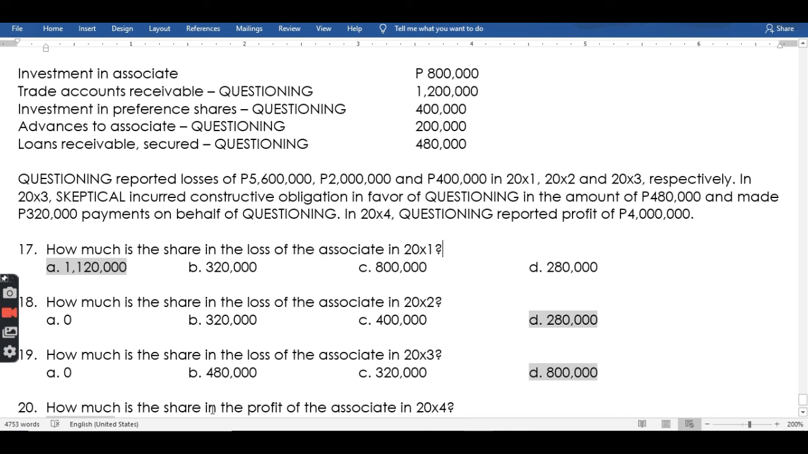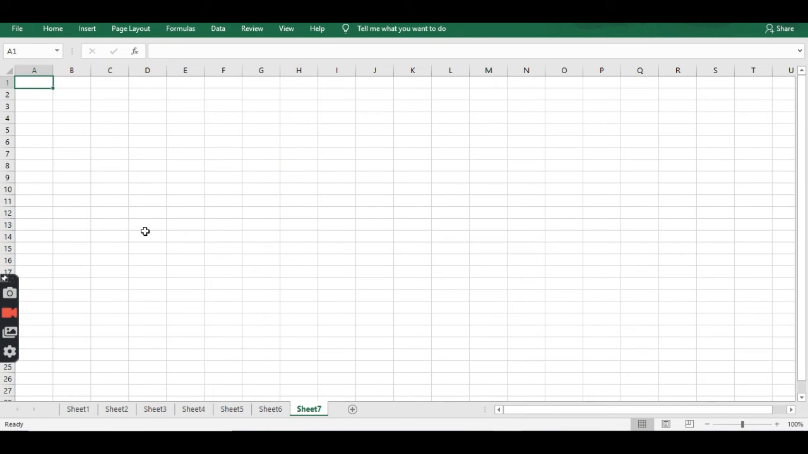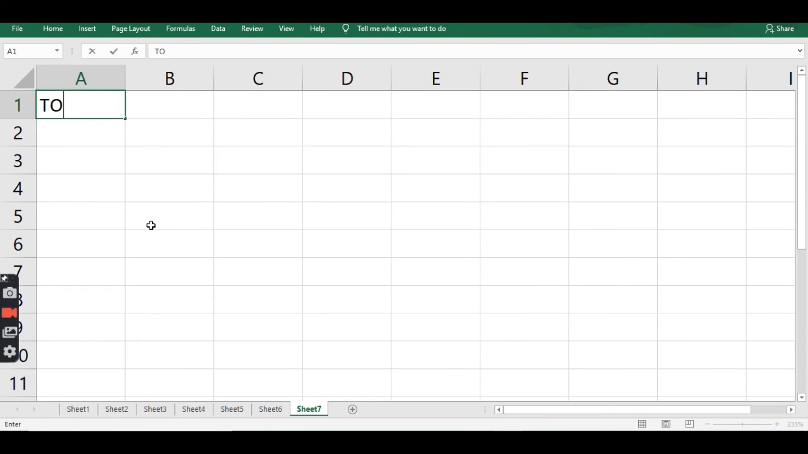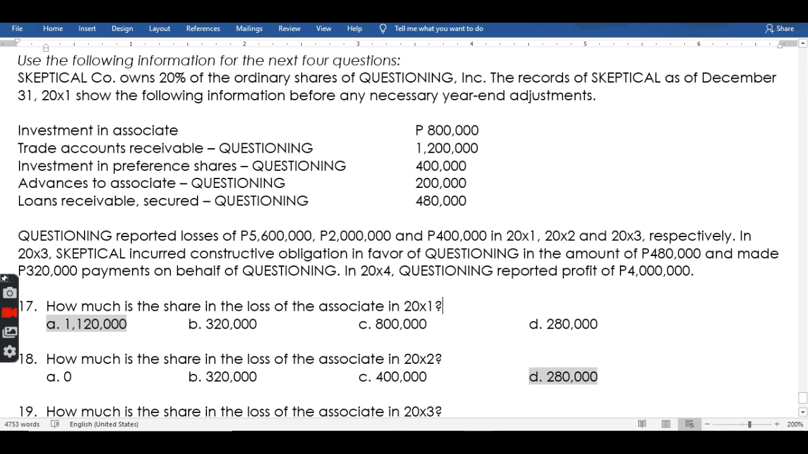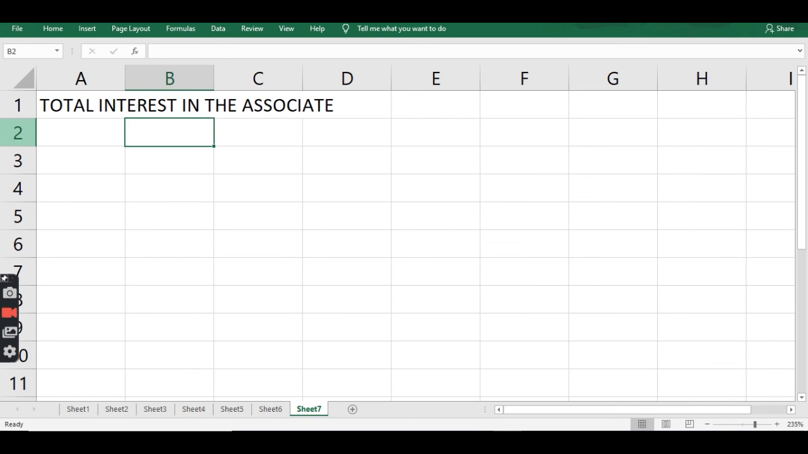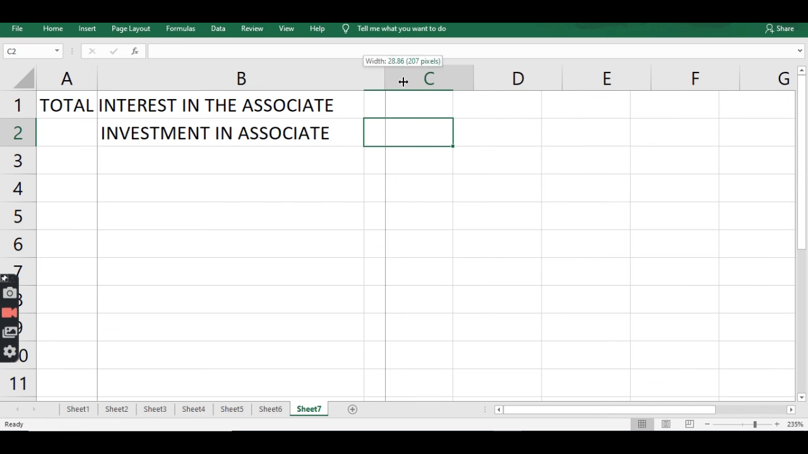Okay. So first, ang gagawin muna natin dito, i-plot lang muna natin yung mga items natin dito. So, gawa muna tayo ng total interest in the associate. Okay. So, kopyahin natin to. Ano ba yung mga laman natin? Yung investment in associate, kasama ba yan dun sa ating interest? Yes. So, ilagay natin dito mismo yung investment in associate. Na ang amount ay, ayusin ko lang muna.